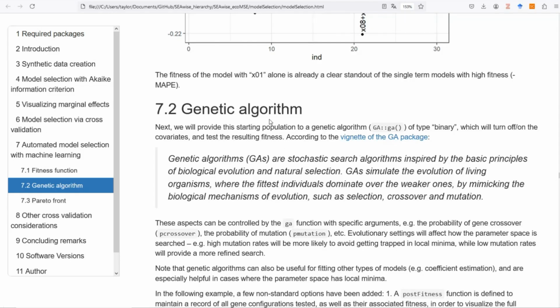So now we're getting to the genetic algorithm. We're going to use this GA package, and there's a nice vignette there if you're interested in looking at it in more detail. But how they generically describe these genetic algorithms is that they're stochastic search algorithms inspired by the basic principles of biological evolution and natural selection. They simulate evolution of living organisms where the fittest individuals dominate over the weaker ones by mimicking the biological mechanisms of evolution, such as selection, crossover, and mutation.